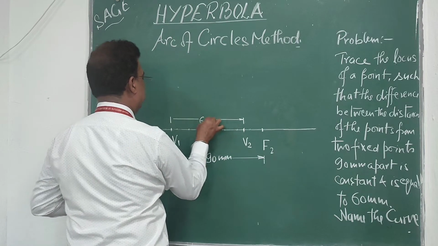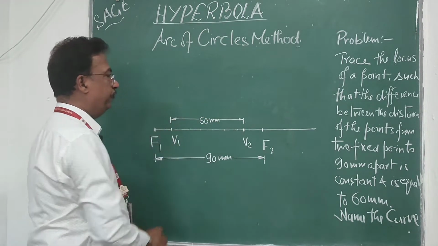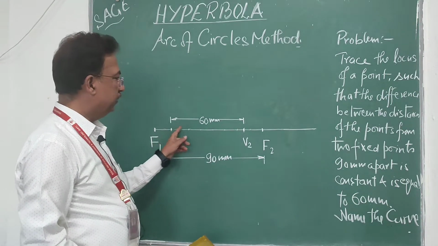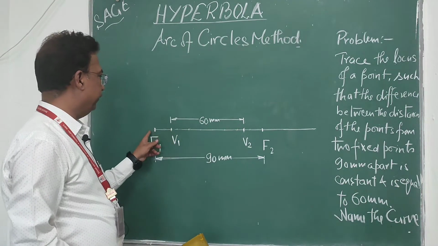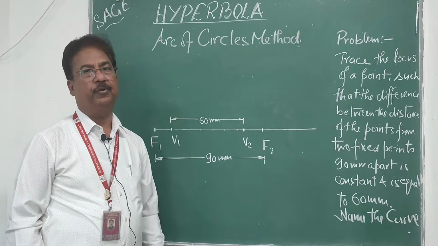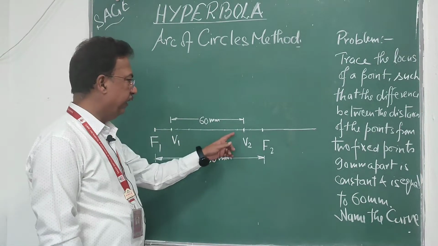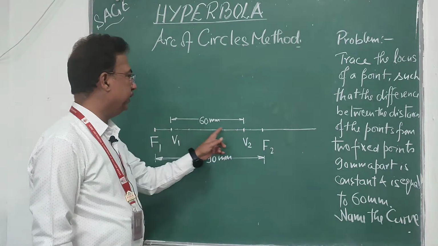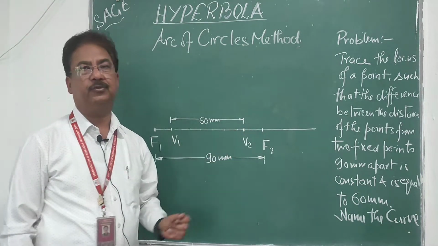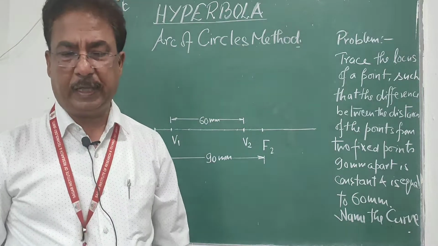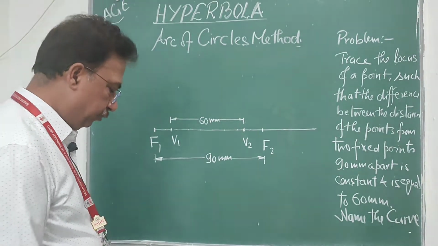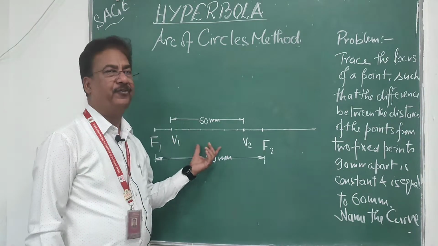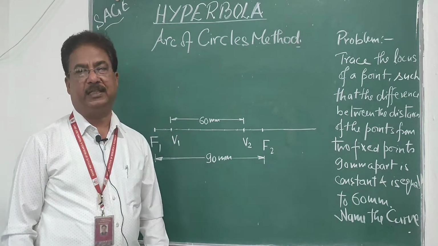We can easily justify that V1 will be one of the points of the curve, because V1 F2 minus V1 F1 will be equal to V1 V2. In the same way, V2 can be justified: V2 F1 minus V2 F2 will be equal to V1 V2. So I am going to find some new points which can maintain this difference, that is equal to 60 mm.